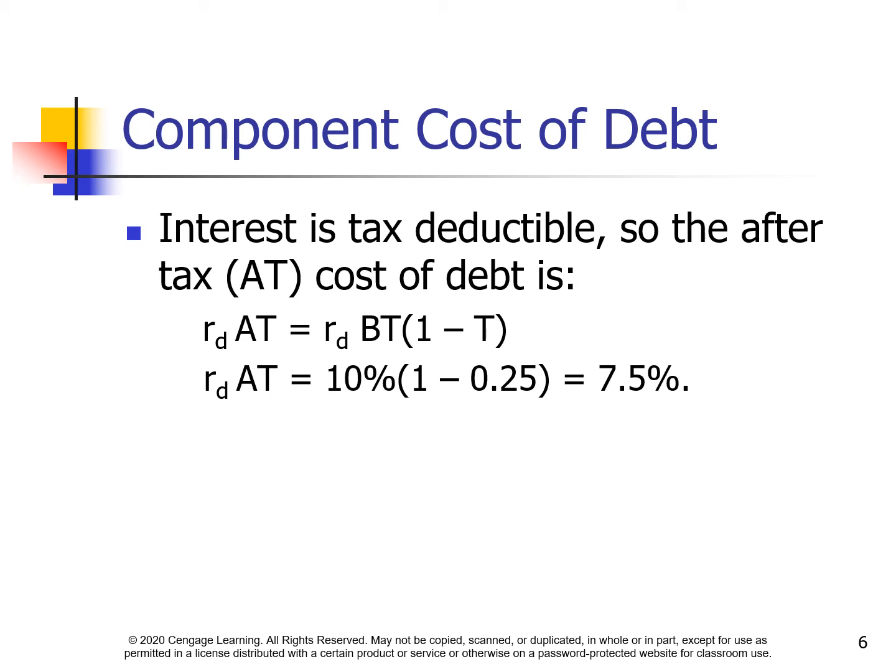Component cost of debt. Interest is tax deductible, so the after-tax cost of debt is the before-tax cost of debt times 1 minus the tax rate.